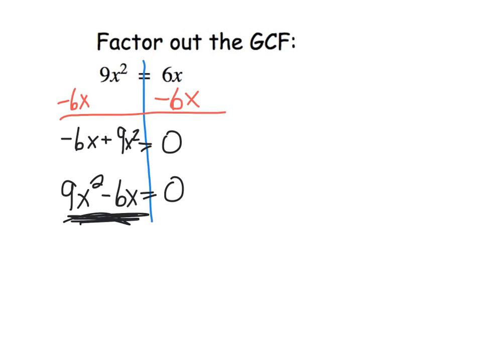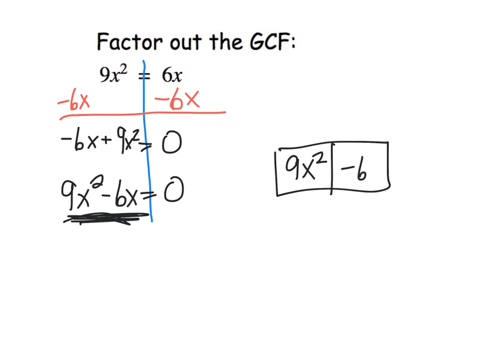So to factor it, I'm going to use my area model. I'm going to put my 9x squared and my negative 6x, and I'm looking for the greatest common factor. So starting with my coefficients, I have a 9 and a 6. I know that 6 does not go evenly into 9, so I'm going to go down to the next factor, which would be 3, which does go evenly into both.